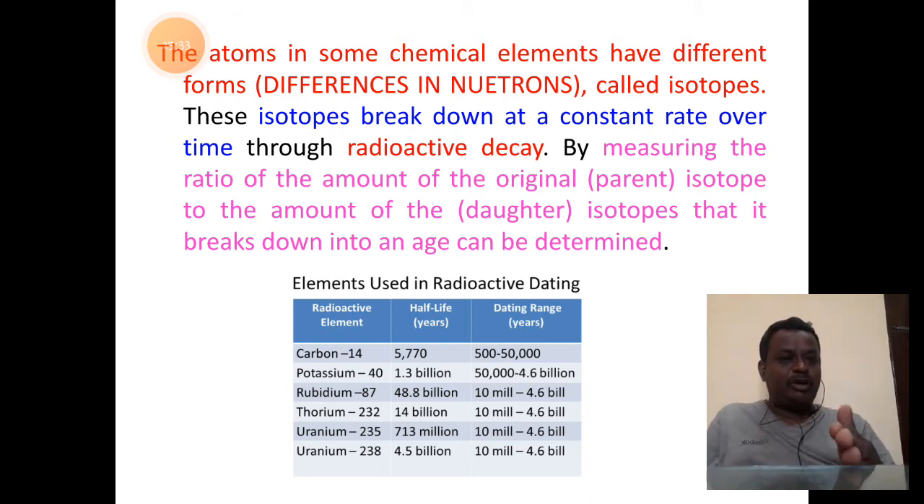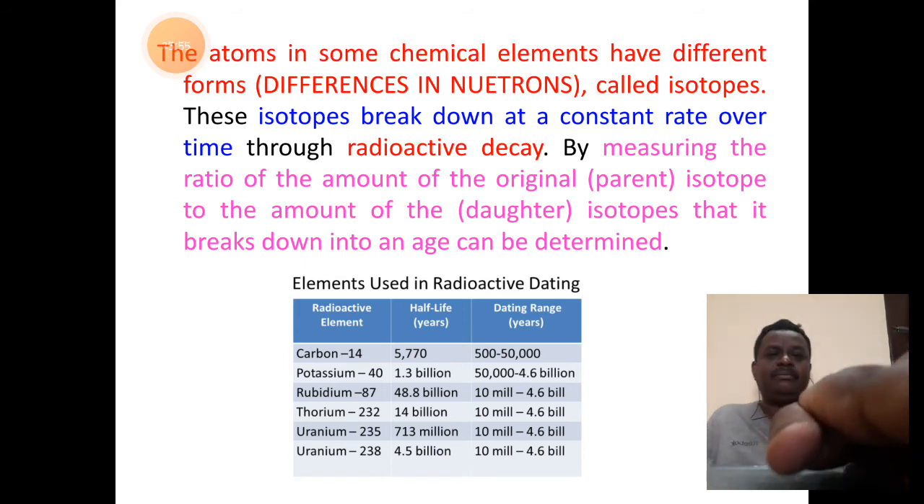For potassium-40, the maximum is 4.6 billion years. For uranium-235, it is 4.6 billion years. For uranium-239, it is also 4.6 billion years. So this is how we go about predicting the age of the fossil.